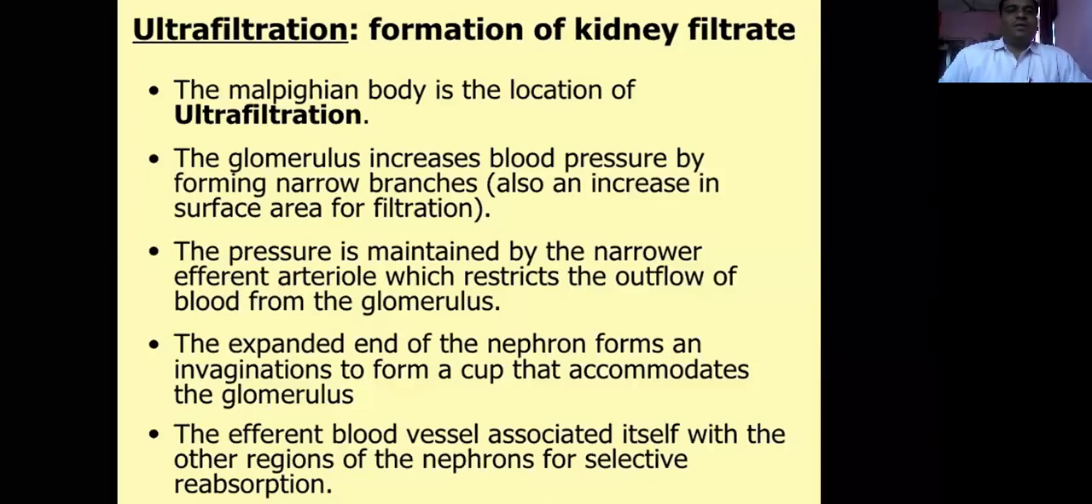We know that the Malpighian body, or the glomerulus, is the location of ultrafiltration. The glomerulus increases blood pressure. How does it increase? It increases blood pressure by forming narrow branches of blood vessels, which also increases the surface area for the process of filtration.